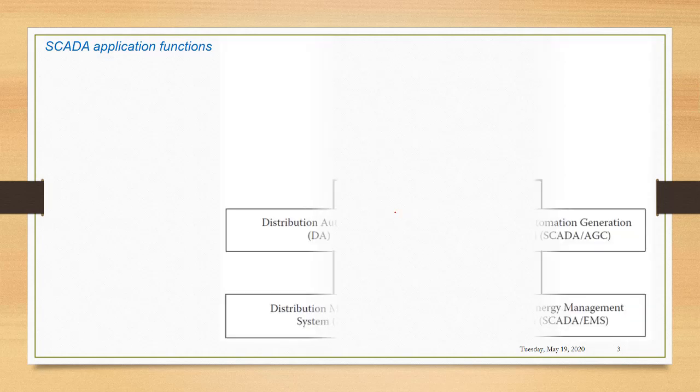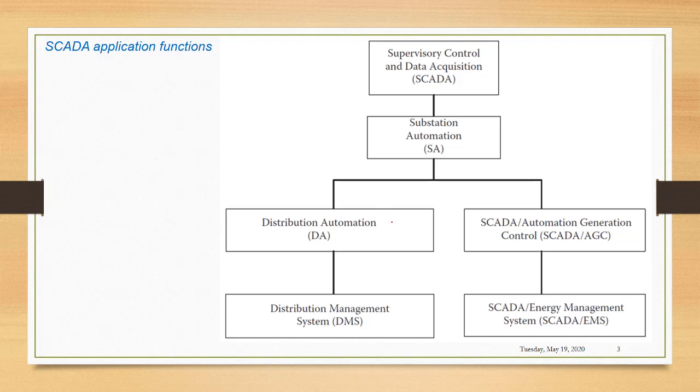SCADA application functions, we can see here, these are the special functions, or you can say the major applications of SCADA, supervisory control and data acquisition system. You can see here the substation automation is important, and here we have two aspects. One is the distribution aspect, and the other aspect is automation of generation and the energy management system, which is associated with the transmission system. So these are the special applications. In generation, we have many special applications, from economic load dispatch to automatic generation control, and many other aspects in order to make the generation automation work.